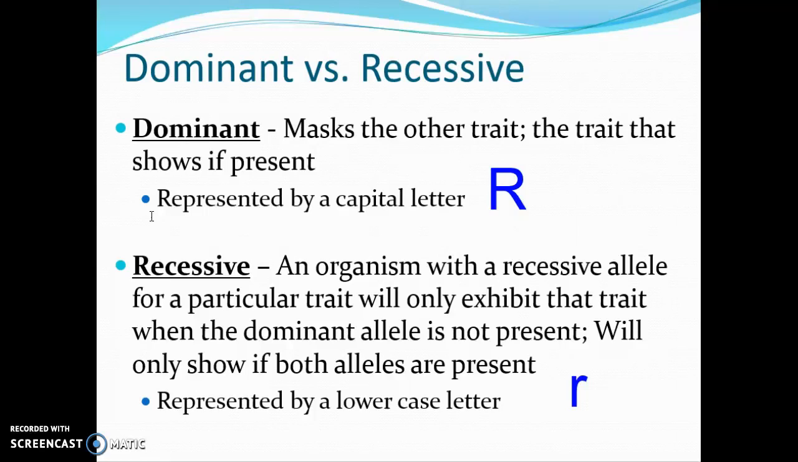If that dominant trait is brown hair, and we have one capital R, then that brown hair is going to be shown. In order to show blonde hair, we would have to have two recessive alleles, and that would be the lowercase letters. So someone with blonde hair would have lowercase r, lowercase r, whereas someone with brown hair is going to have capital R, capital R, or capital R, lowercase r. For a dominant trait, we just need one capital letter to show it. To be recessive, you need to have two lowercase letters.